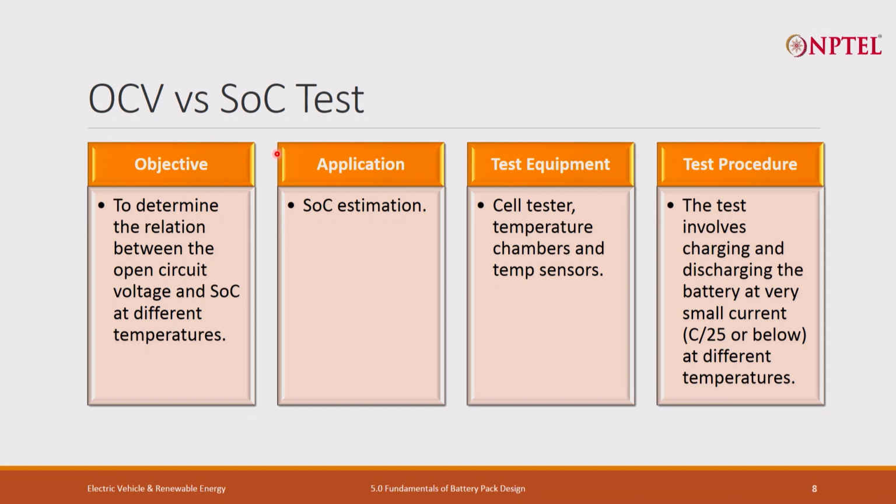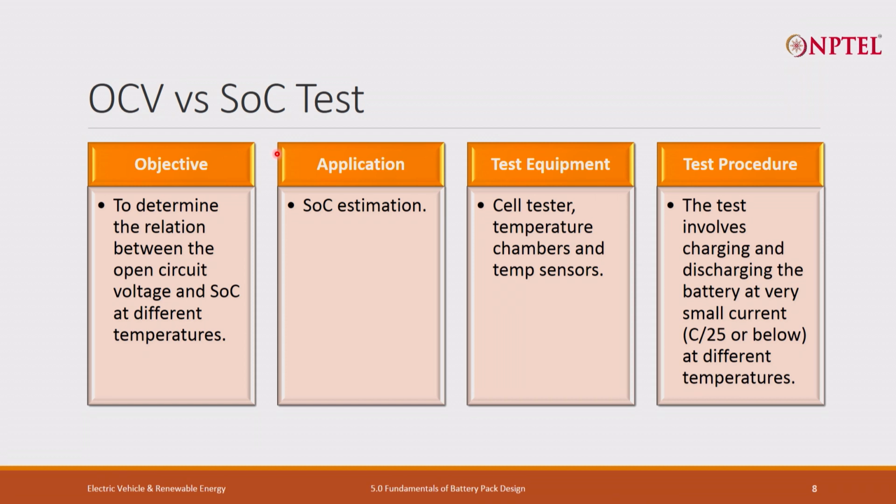Again, the test equipment required is the same: the test chambers, the temperature chambers, cell testers, and temperature sensors. And the test procedure for this is a bit different. Charging may again be CCCV, but in the CC current phase, the current which we use is a very small current, like C/25 or maybe even C/100.